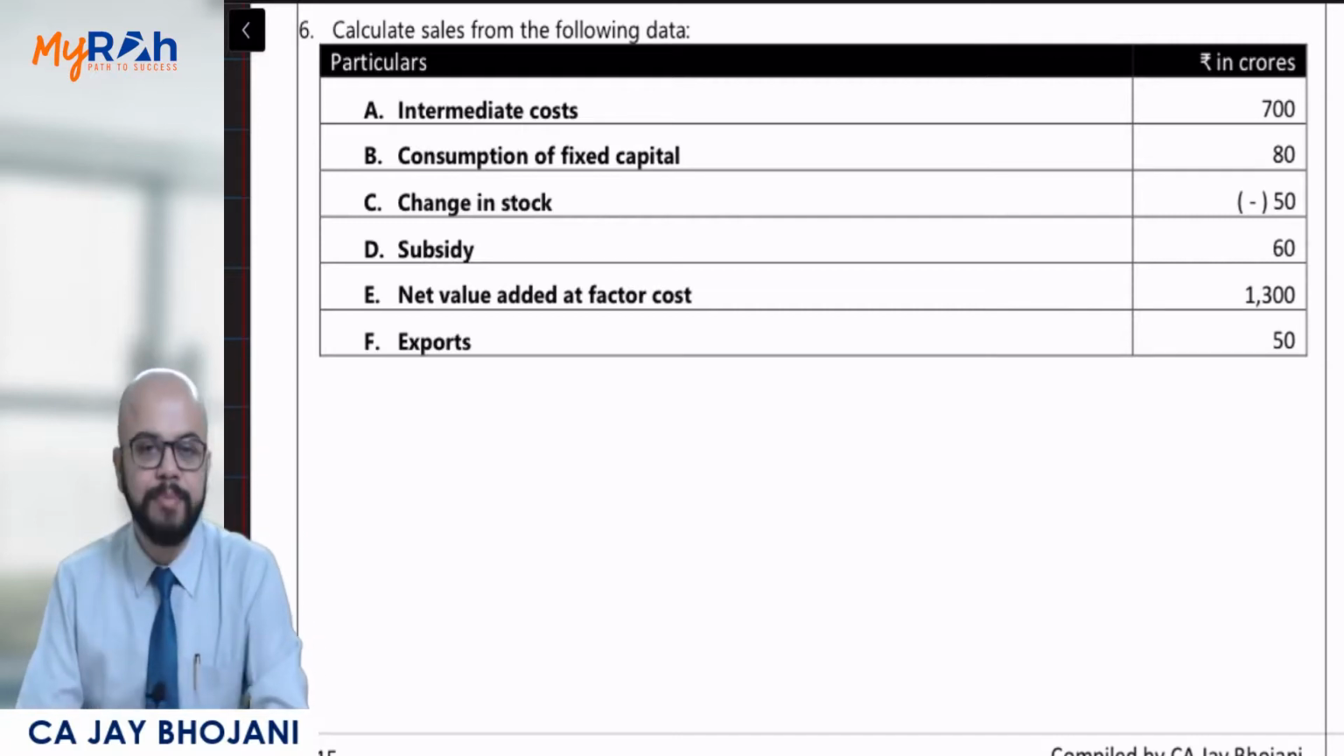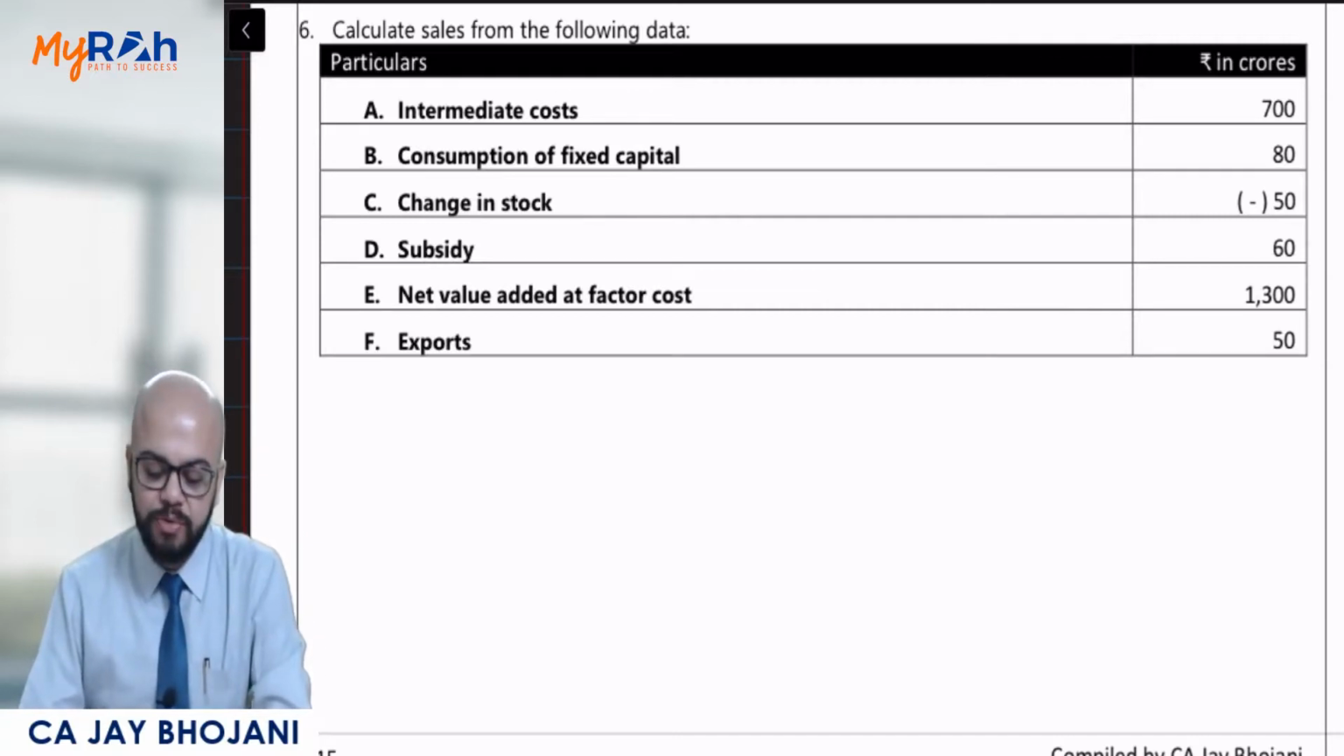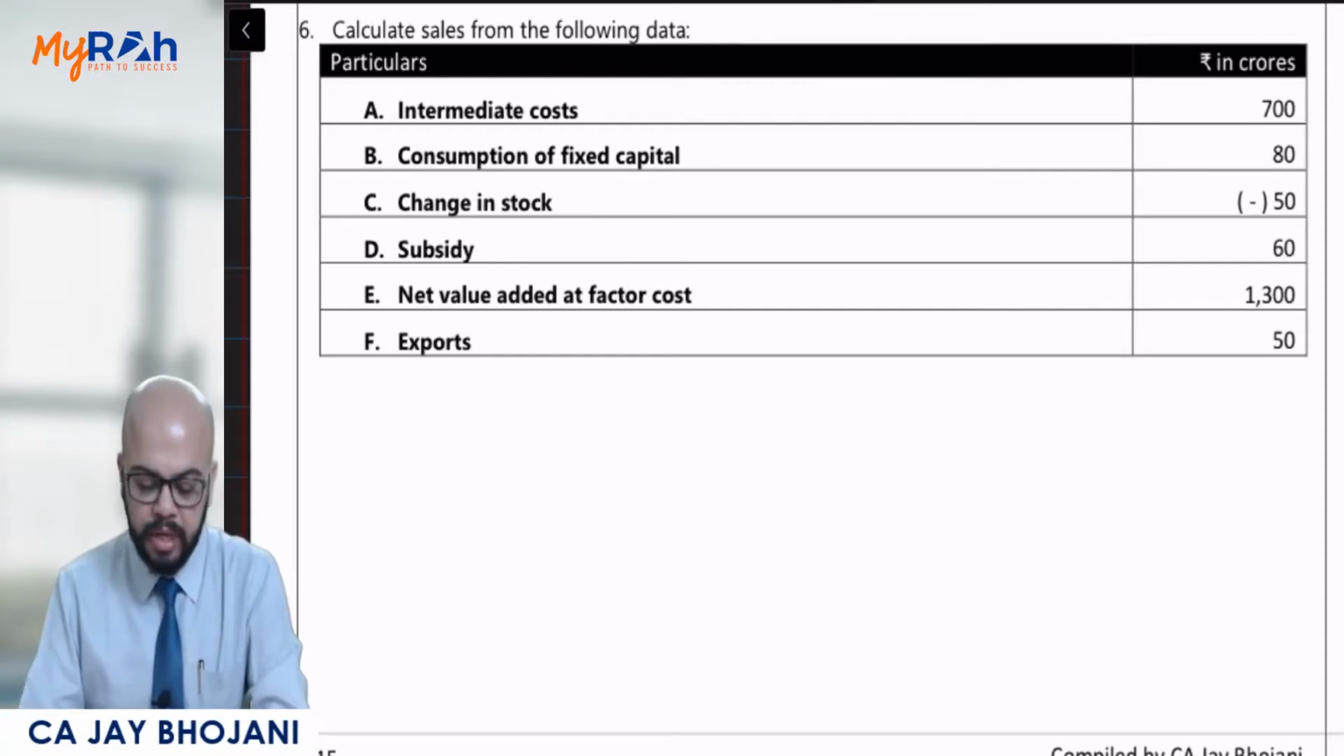Calculate sales from the following data. You have been asked to calculate sales. What is given? Intermediate costs are given. Consumption of fixed capital is given. That is depreciation. Change in stock is given. Subsidy is given. Net value added at factor cost is given. And exports are given.